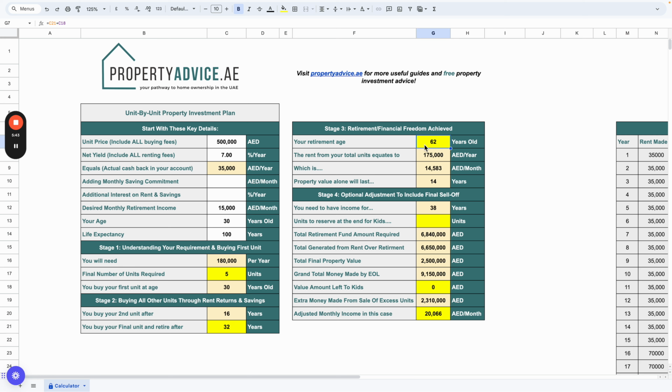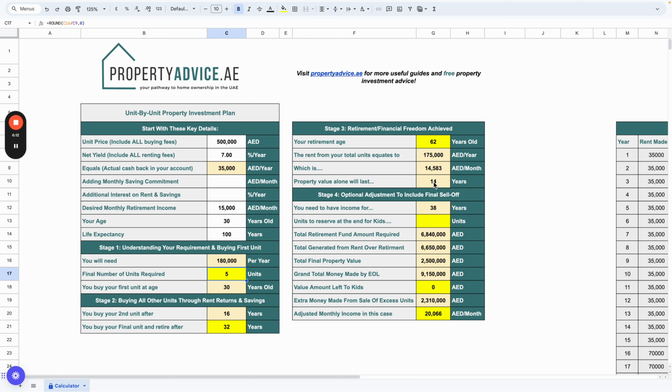At this point in time, the total rent from your total units will become 175,000, so quite close to what we need, which is actually 14,500 dirhams a month. But of course, these are all approximate figures, and the property value alone at that point, so if you just didn't rent anything and you just sold all these units in the end, the total amount of money there would last you about 14 years.